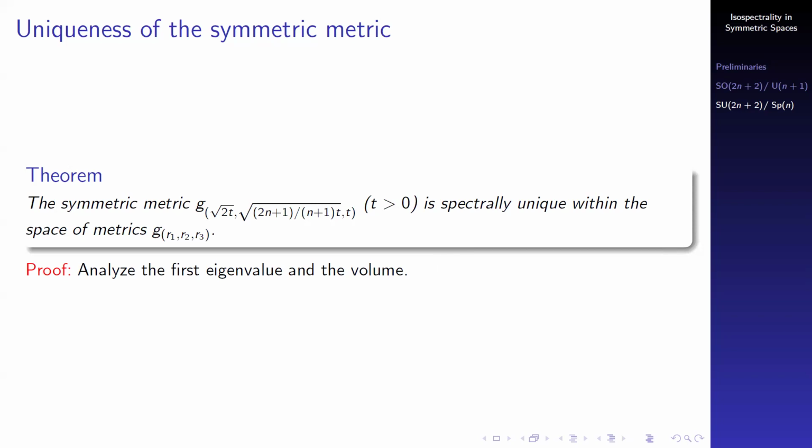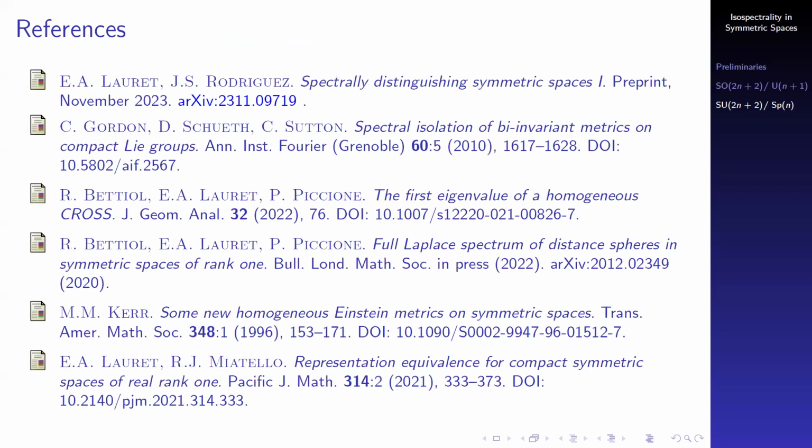I have a comment, Juan. The article by Megan Kerr was very, very important to the article, right? Although she didn't study the spectrum of any metric, she was looking for Einstein metrics, and the delicate study of the G invariant metric on those spaces was done by her, so it was quite important.